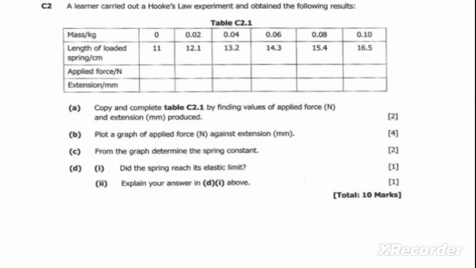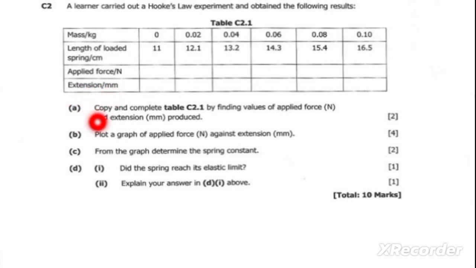We move to the next question, which is question C2. Elena carried out a Hooke's law experiment and obtained the following results. The first row we have mass in kg. The second row we have length of loaded spring in centimeters. The third row we have applied force in newtons. The fourth row we have extension in millimeters.